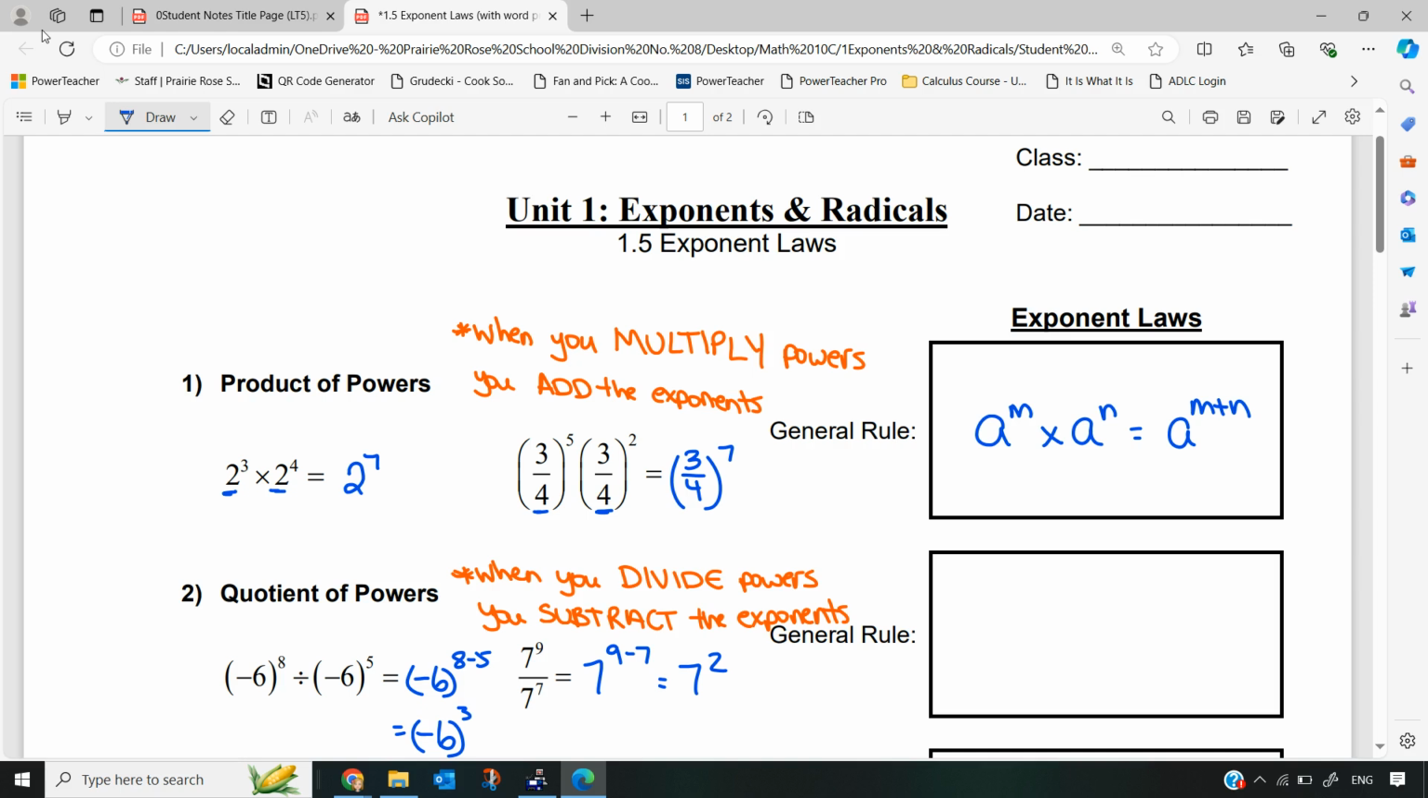So the general rule would be if we have a to the m all over a to the n, or we could write it as a to the m divided by a to the n, that would be the same as a to the m minus n. So we're dividing powers with the same base. That means we're subtracting the exponents.